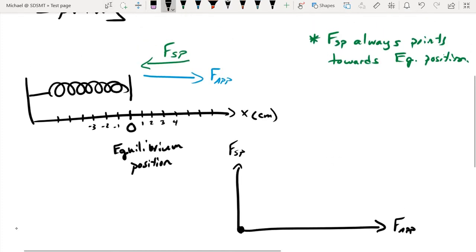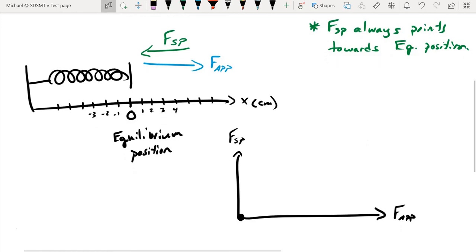So we'll start at 0. In other words, we have 0 applied force, and that means that the spring is going to be sitting at its equilibrium position. And if the spring is at its equilibrium position, it doesn't require any restoring force. It doesn't require any value to bring it back to equilibrium. But then we're going to start increasing that applied force. We will slowly increase this applied force.